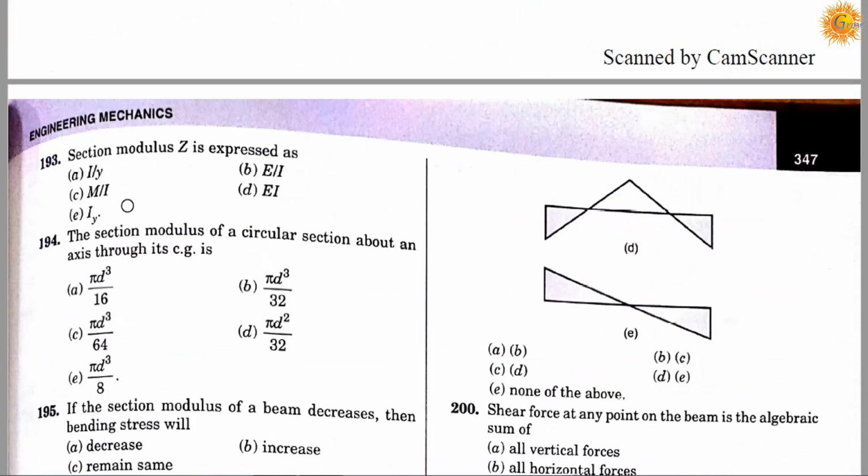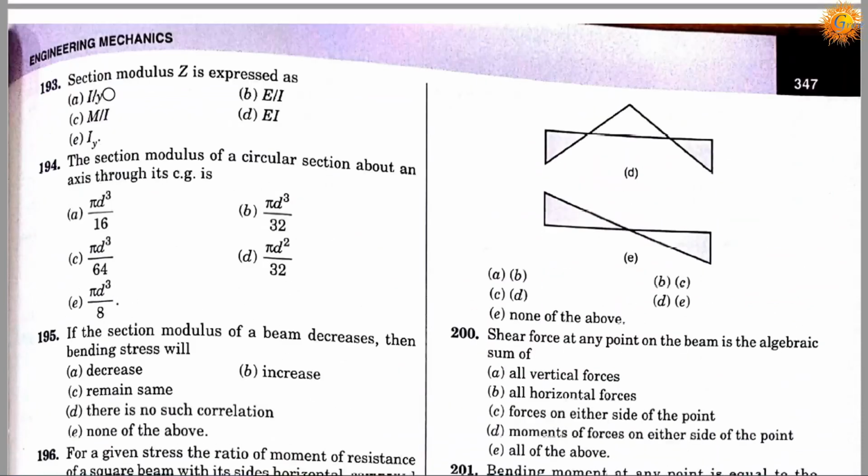Question number 193. Section modulus capital Z is expressed as option A, I upon Y, option B, E upon I, option C, M upon I, option D, E into I, option E, I subscript Y. Correct answer is A, it will be I upon Y.